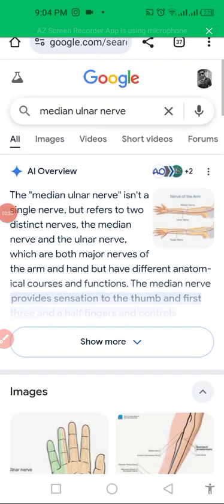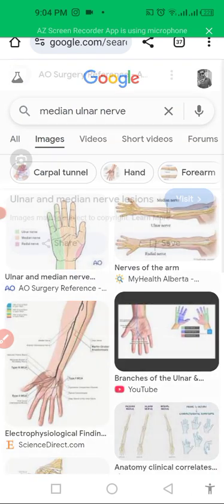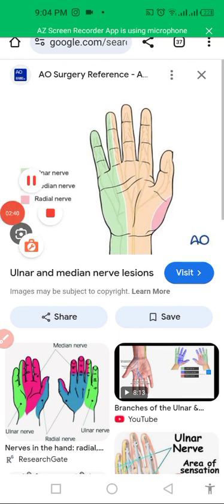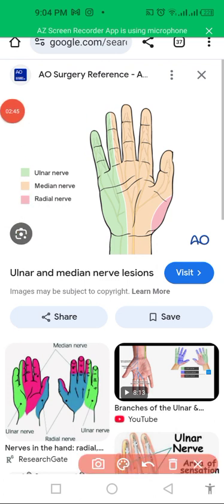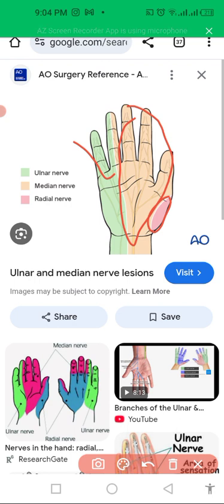Okay, so as we can see from this image, the ulnar nerve and median nerve are supplying different parts of the hand. Like, as we can see, the ulnar nerve is supplying this part of the hand and the median nerve is supplying this part of the hand, while the radial nerve is innervating here. So ulnar nerve damage results in loss of sensation of the last two fingers, while median nerve damage affects the index finger. So whenever it is asked in the question, you have to answer accordingly.